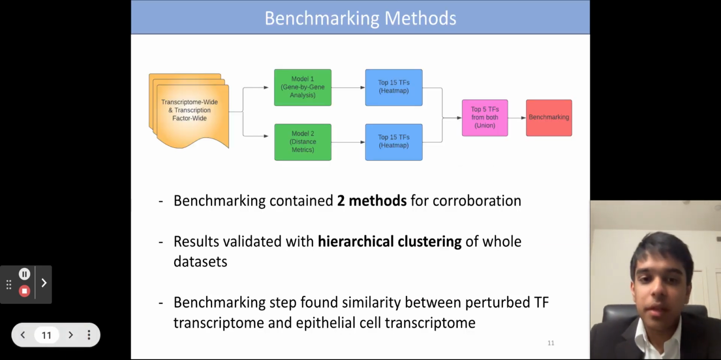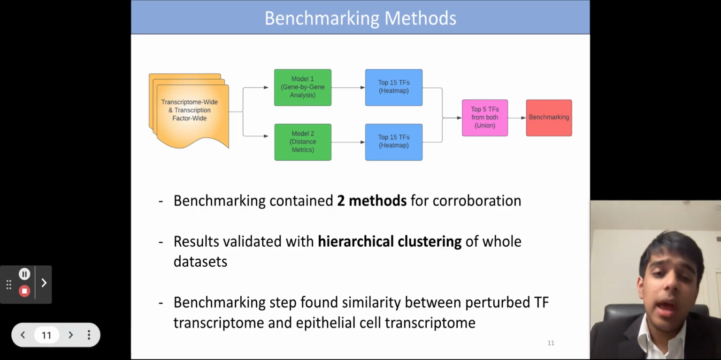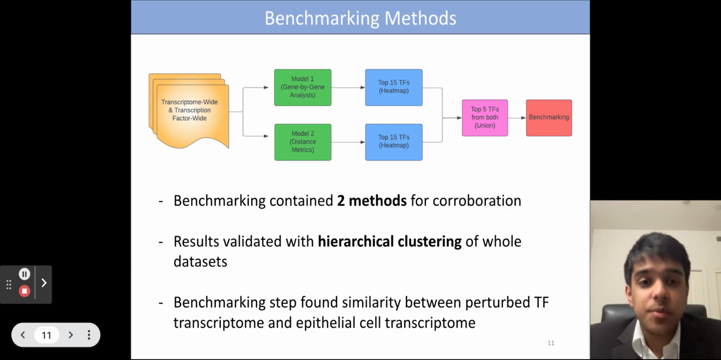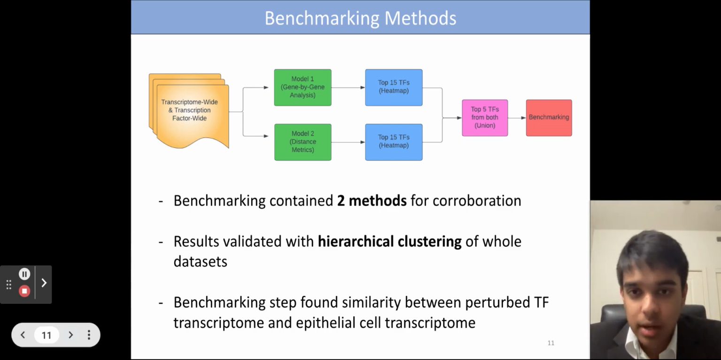So the benchmarking methods, there were two benchmarking methods, and after both of the benchmarking methods were done, the top five transcription factors were extracted. And essentially, the goal of these benchmarking methods was to find single transcription factor perturbations that would be most useful rather than combination transcription factor perturbations. Because this is essentially what past research has done, using statistical methods to figure out single transcription factor perturbations rather than combinations, which has been lacking.